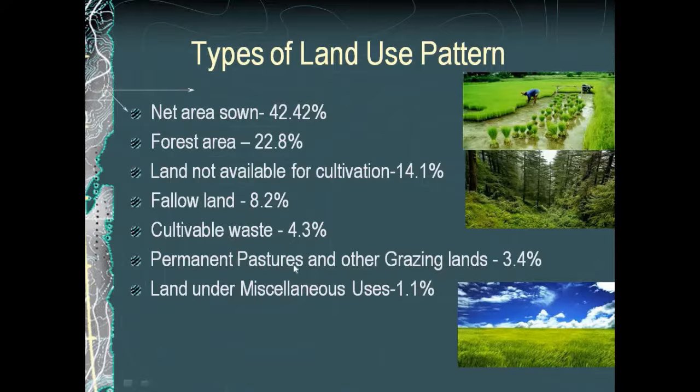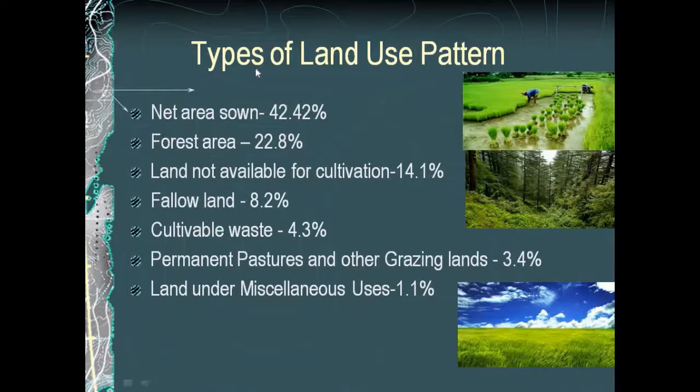Yes, and permanent pastures and other grazing lands, pasture lands. 3.4% of the area comes under this one, and it is largely found in Himachal Pradesh, Gujarat, and Madhya Pradesh. And land under miscellaneous uses is only 1.1%. Miscellaneous means gardens, orchards, or plantations. It is found largely in Assam, Nagaland, Meghalaya, Kerala, Karnataka, and Himachal Pradesh. So these are the different types of land use pattern.